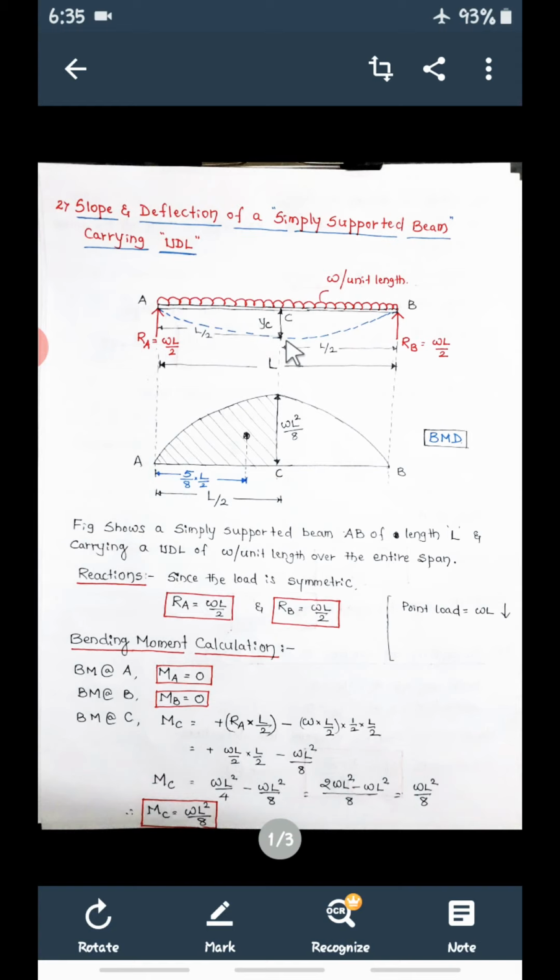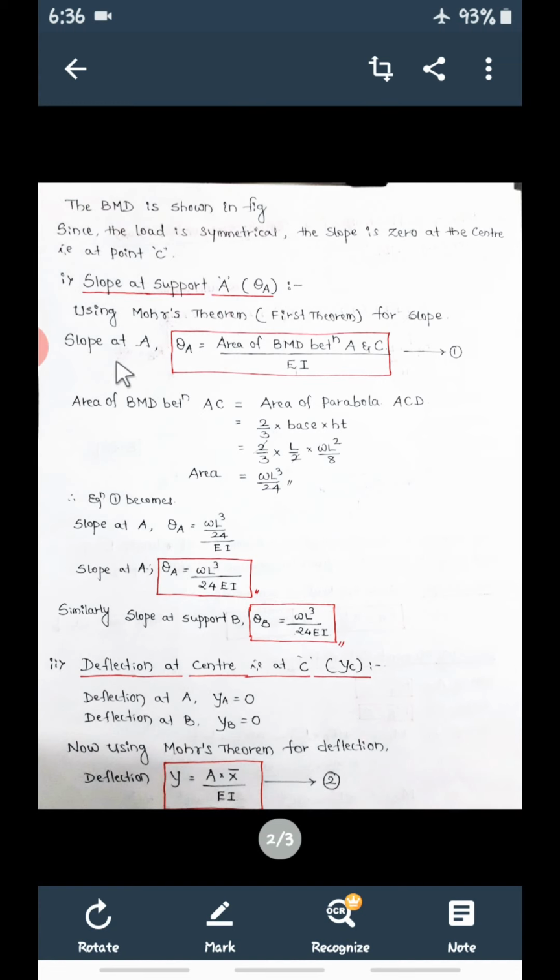But if you draw a tangent touching this point, see this is the tangent at point C, it is a straight line here, so there is no rotation. So slope at center, that is slope at C, will be 0, but slope at A and slope at B will be there. Now we are going to find slope at A and slope at B, that is rotation. Slope at support A, I am going to denote as theta A. If you want to find the slope, use Mohr's first theorem.